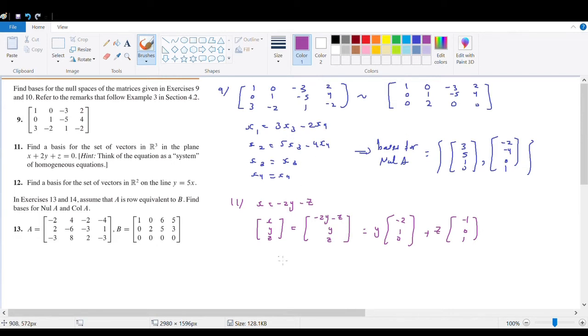So now we can write the basis for null A will be this column and this column. So the basis for null A is equal to minus 2, 1, 0 and minus 1, 0, 1.